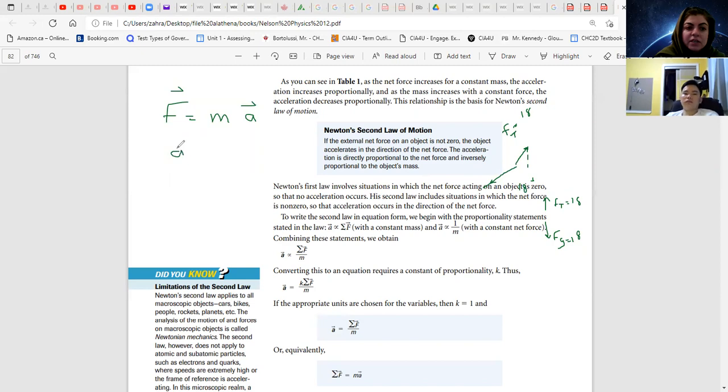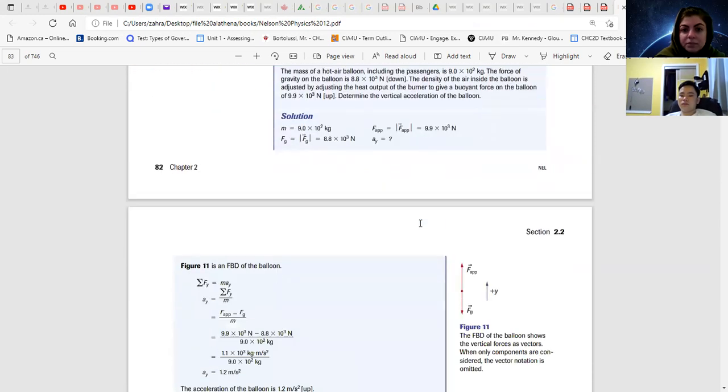So acceleration is force divided by m. The acceleration is directly proportional to the force, but inversely proportional to the mass of the object. It means the more massive the object is, the smaller the acceleration. Anyway, this is your second law of motion, force is equal to ma.